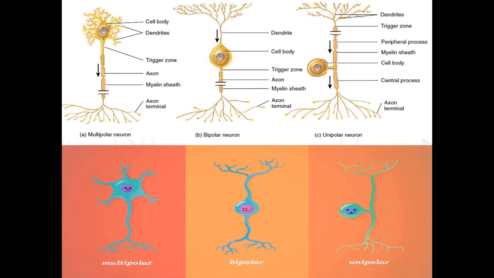These are the diagrams of the multipolar neuron, bipolar neuron and the unipolar neuron. The multipolar neuron contains one long axon and many short dendrons. In the bipolar neuron, they contain one short axon and one dendron. And in the unipolar neuron, the axon and dendron are fused together.